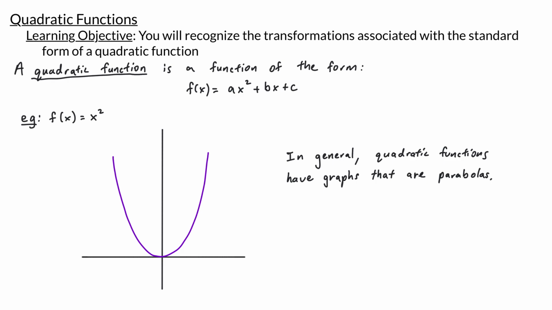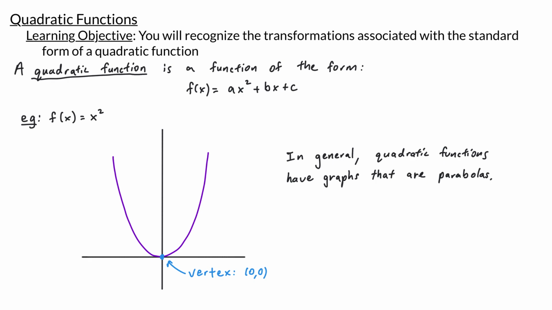Now, there are two key features that I want to point out for quadratic functions and their graphs. First, their graphs have a special point called the vertex. The vertex is the point where the parabola changes from decreasing to increasing, or vice versa. This is also where our graph has a relative or local extremum. For the x squared function, the vertex is the origin. Notice that our parabola is decreasing before the vertex and increasing afterwards, and it's also where we have a relative minimum for our graph.